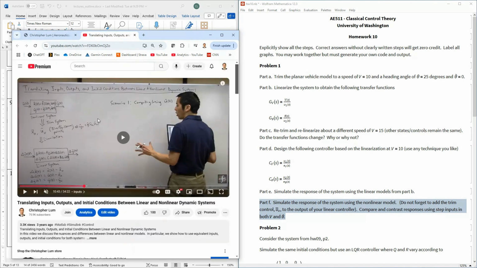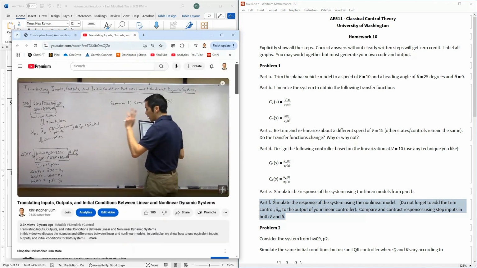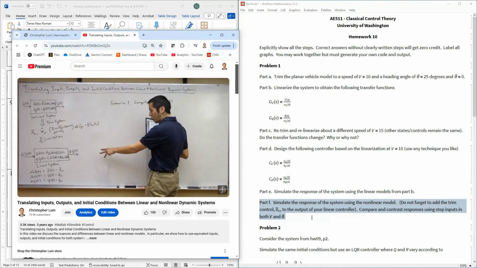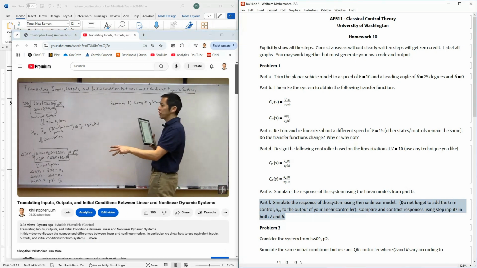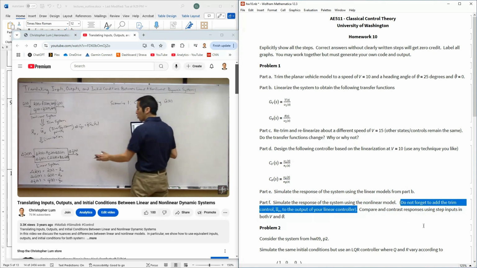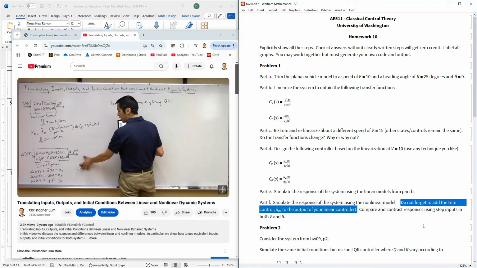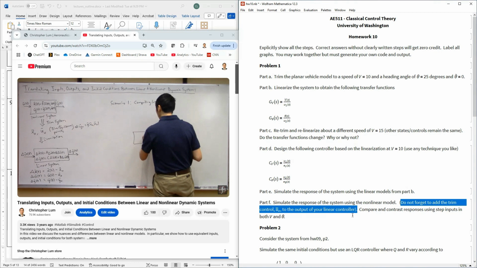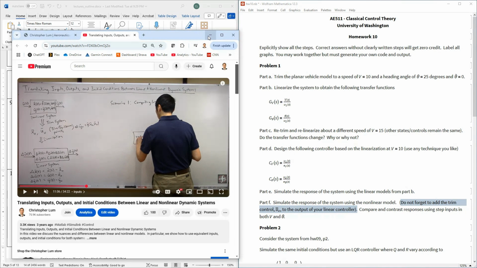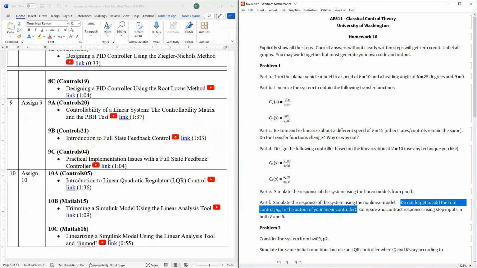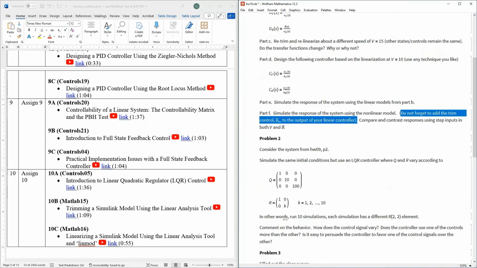Yeah, it's about a 30-minute discussion showing you how to take your linear results and apply them to a nonlinear system. That's what I've got in this little hint box right here. Effectively, you're going to have to remember to take into account the trim control U0 when you're doing this translation. So that's all that problem is. Okay, so that's problem one, basically playing a little bit around with your planar vehicle and trying to, pardon the pun, close the loop on the entire system with respect to designing a linear controller and then applying it to a nonlinear plant.